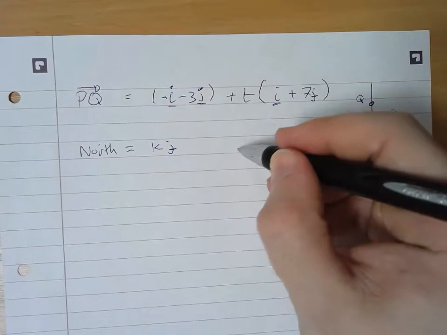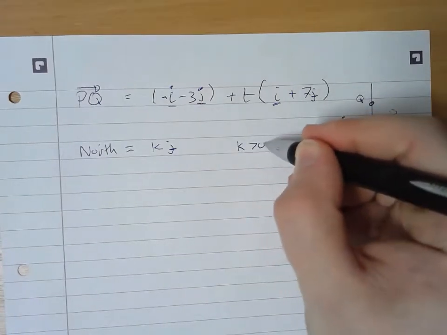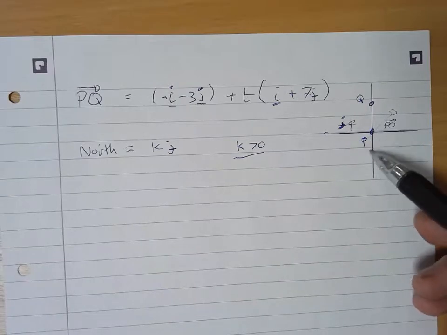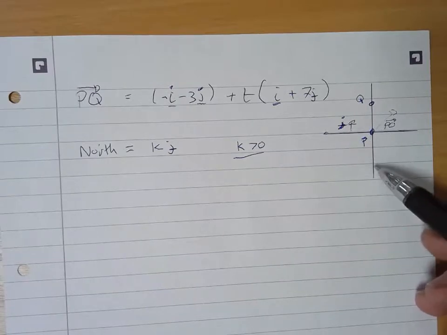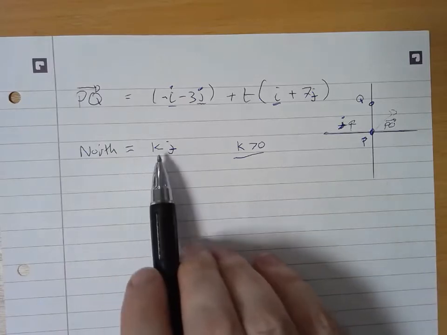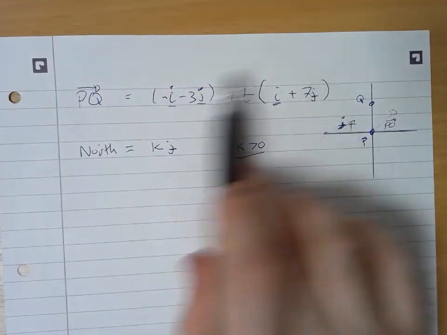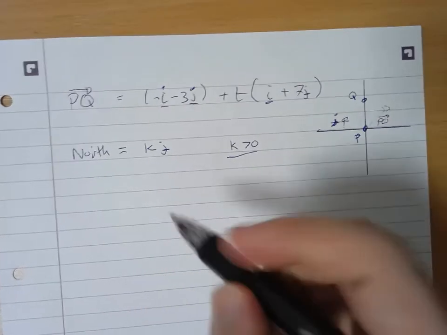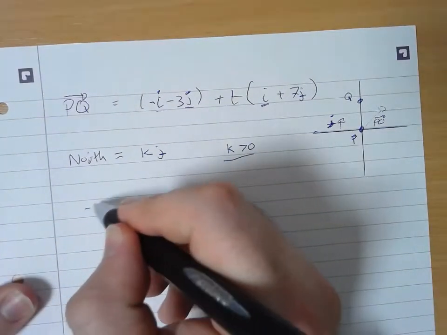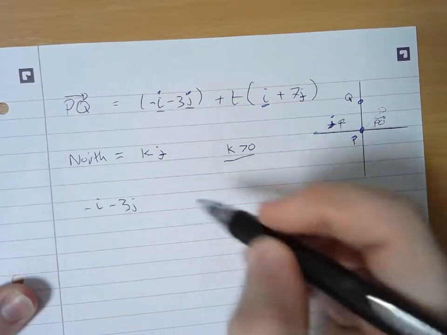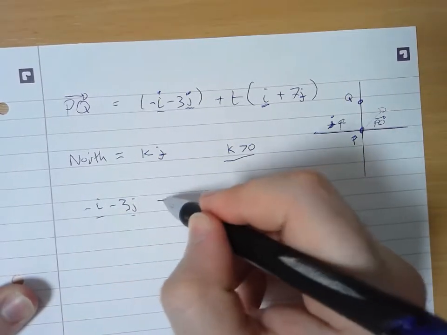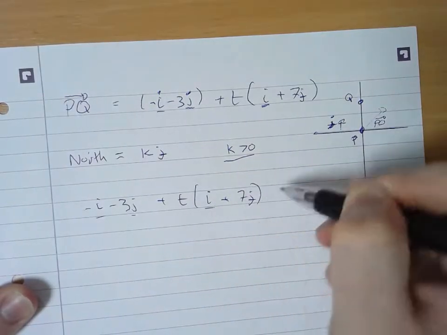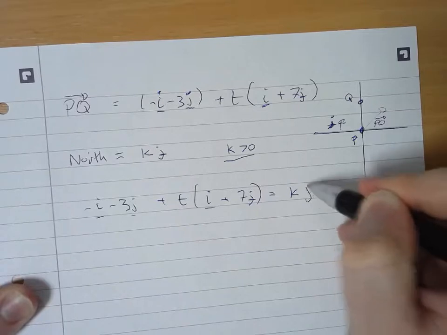The only thing we have to make sure is that k is greater than 0, because if k were less than 0, we'd be going like minus 3j, which would mean we were going south. So we're going to take this PQ and set it equal to kj to make sure that we go due north. I'm going to write out minus i minus 3j, plus t lots of i plus 7j, and make this equal to kj.